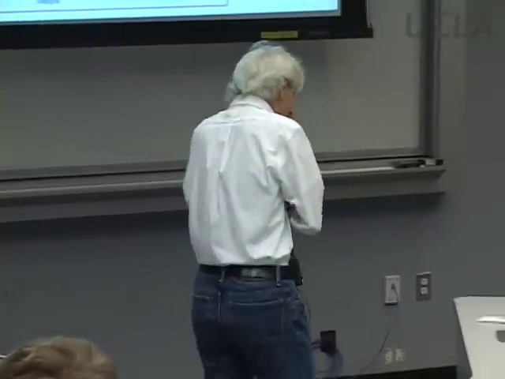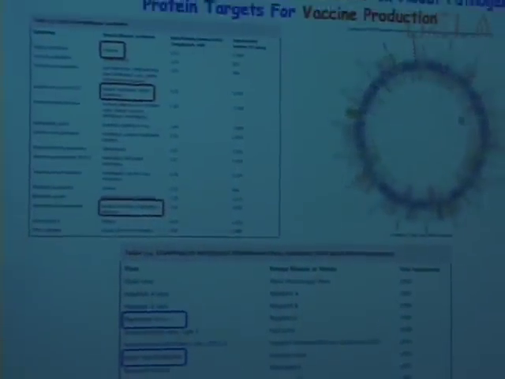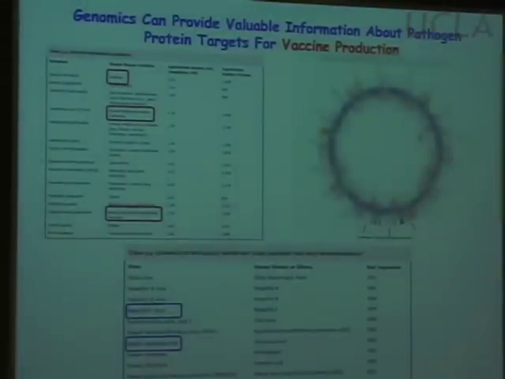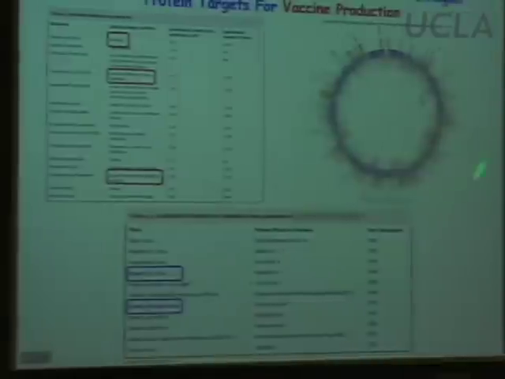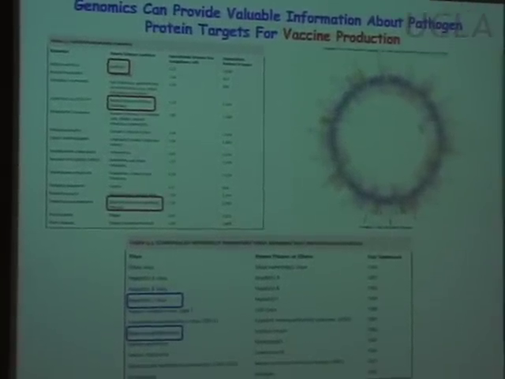And so there are a lot of diseases for which we don't have vaccines and which we'd like to have. There's a variety of ways in which genetic engineering can be used to make a vaccine. The first thing is just genomics, sequencing the pathogen's genome.